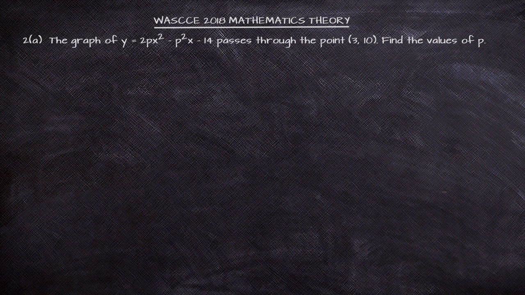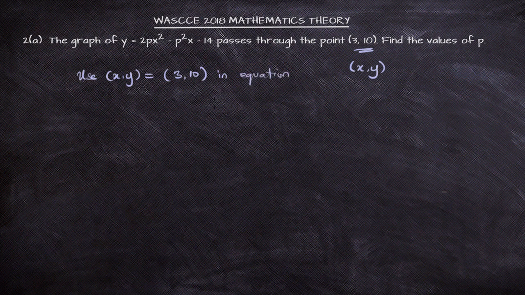Now, question number 2a, we are told that the graph of y equals 2px squared minus p squared x minus 14 passes through the point (3, 10). What we need to note is that (3, 10) represents x, y. And here, if you are to find the values of p, what we need to do is to substitute the values of x and y, which are 3 and 10, in the original equation, and then we can solve for p.